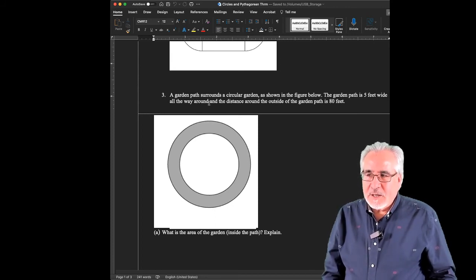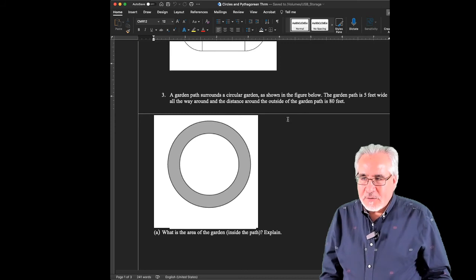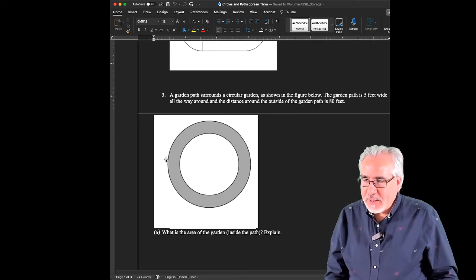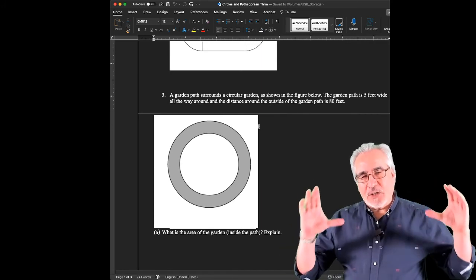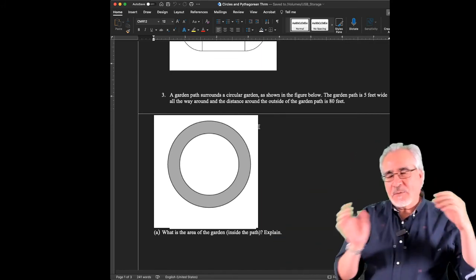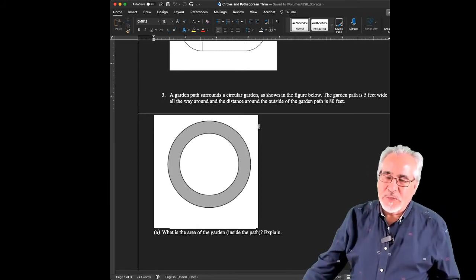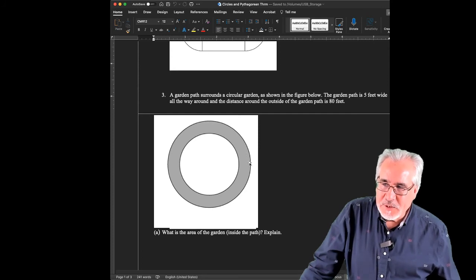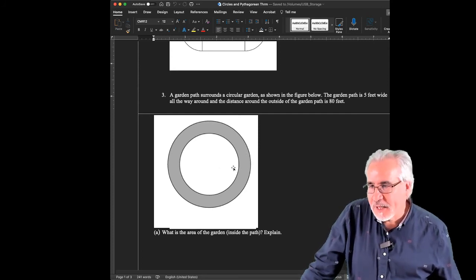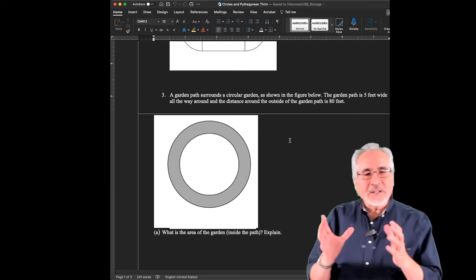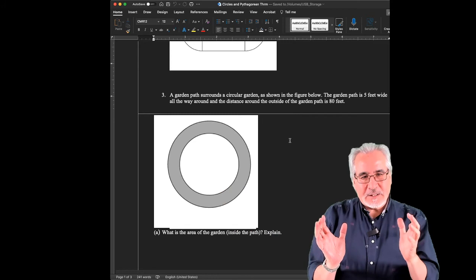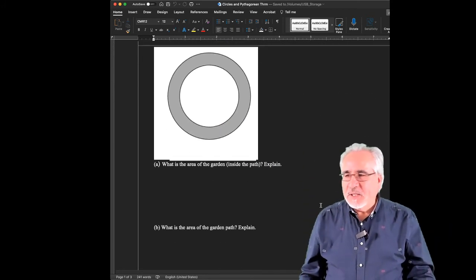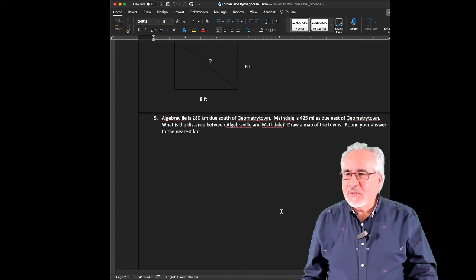This one's going to be a little challenging, I guess, because they don't give you the radius. So we've got that a garden path surrounds a garden, and it's shown the garden path is 5 feet, so we know the width of this path around it, and we know that the distance around the outside of the garden path, so I'm going to assume that that's the bigger circle, is 80 feet. So that's our circumference. So we know the circumference is 80. That will allow us to figure out what the radius is of the big circle. And again, once you've got the radius of the big circle, you subtract 5 from it, you'll have the radius of the smaller circle, and then you can find that area. You can find the area of the big circle, subtract the center part, and you'll have the area of the path. Okay, and again, just kind of go through there, explain your reasoning.